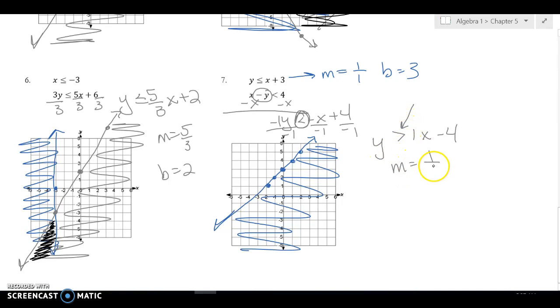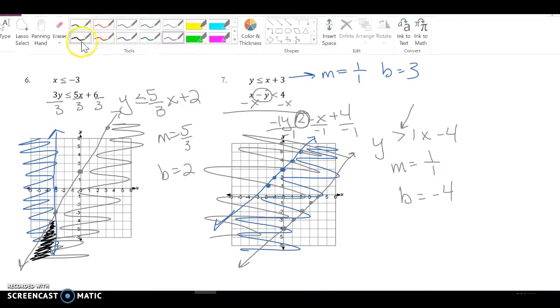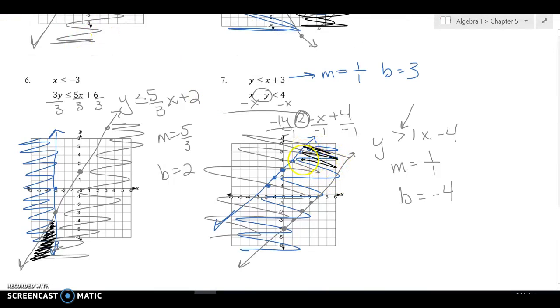So my m is 1 over 1, and my b is negative 4. So I'm going to go down to 4, and I'm going to do my line. And if you noticed, it is a parallel line. Usually parallel lines means no solution, but this one's different because I find where things overlap. So I'm supposed to shade above. So you should be able to see that the double shaded region is this region in between, because that's where both of them were shaded. So even if you have parallel slopes, you could still have a solution area.